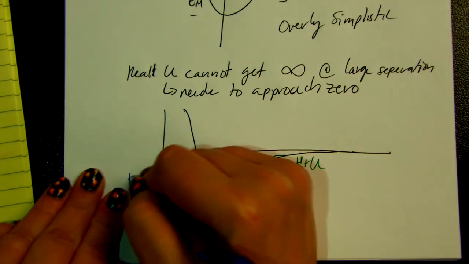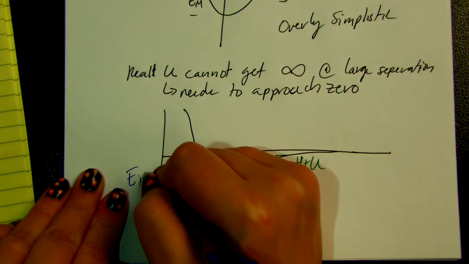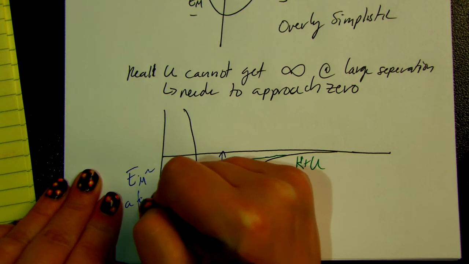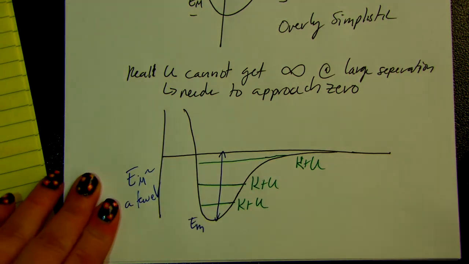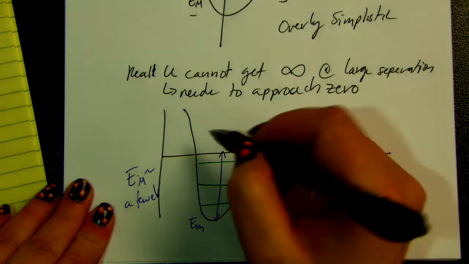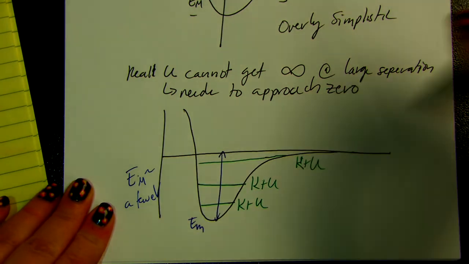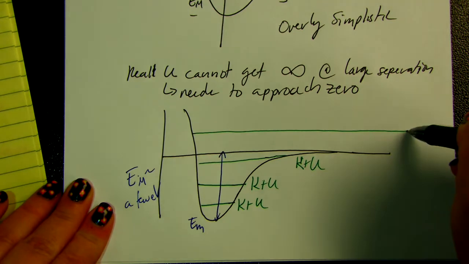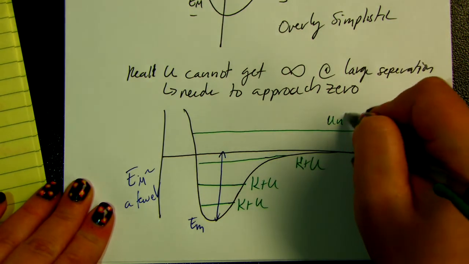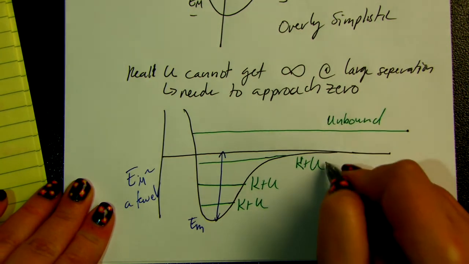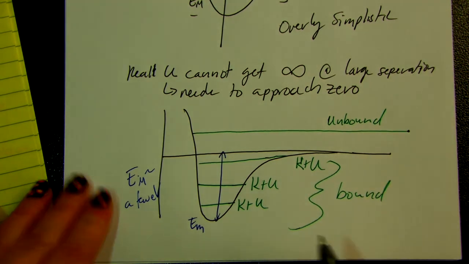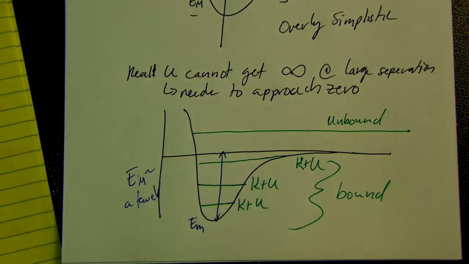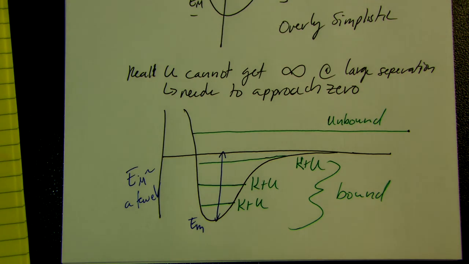So E sub M tends to be a few eV. We'll take a better look at those numbers in the next chapter. And then if you were to have something up here, this would be unbound. These are bound. So it has states where things are bound and states where things are unbound.